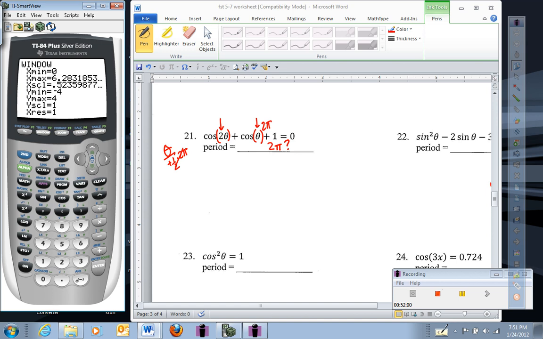And I don't know if we need all this height or not. I'll take -3 to 3. Let's see if that works. Okay, so let's check it out. Okay, do we have one full period of the graph? I believe we do.